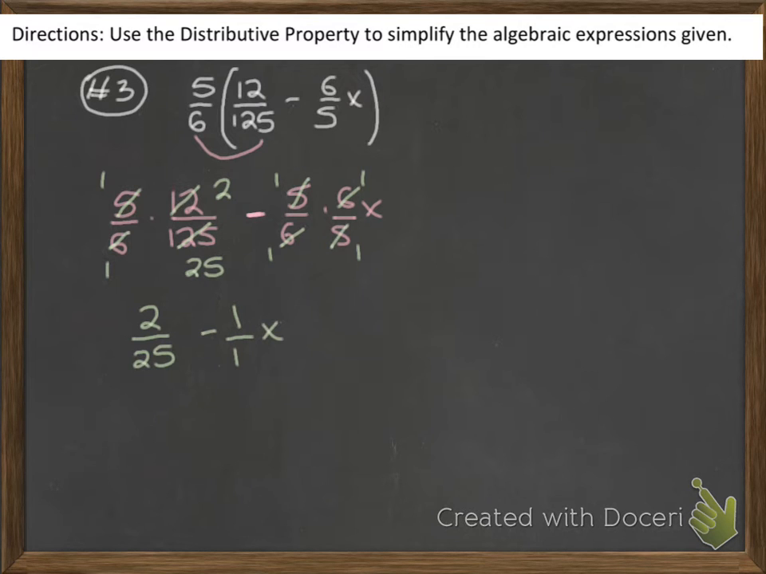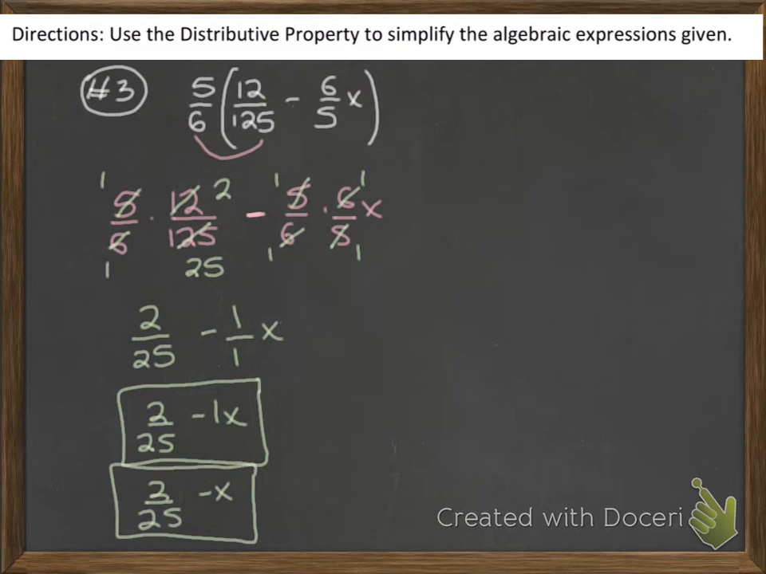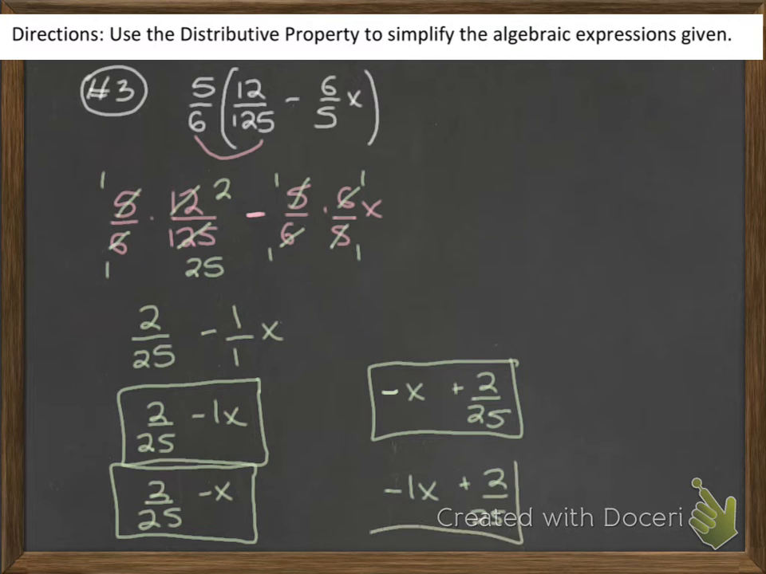Now, I don't need to write 1 over 1. I could just rewrite it as minus 1x. And I don't even need that 1. I could rewrite it as 2 over 25 minus x. So if I were grading this on a test, that would get full marks, or this would also get full marks. If you wanted to be a little bit creative, you could also rewrite it as negative x plus 2 over 25. That would be a correct answer. You could also rewrite it as negative 1x plus 2 over 25. Those are all correct answers that would get full points.